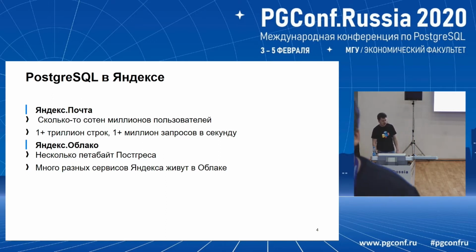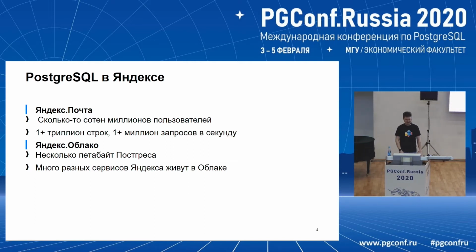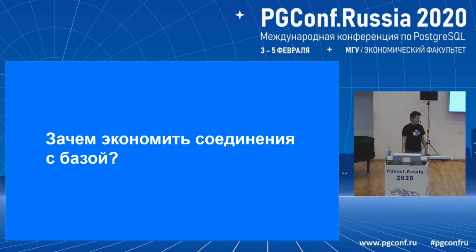And now we have Yandex Cloud, where we have a couple of petabytes of data, and the amount of requests per second is larger than 1 million requests per second. So in Yandex Cloud, we also have different services migrating to it, which would like to get a controlled Postgres, and along with it, they get the Odyssey as well.